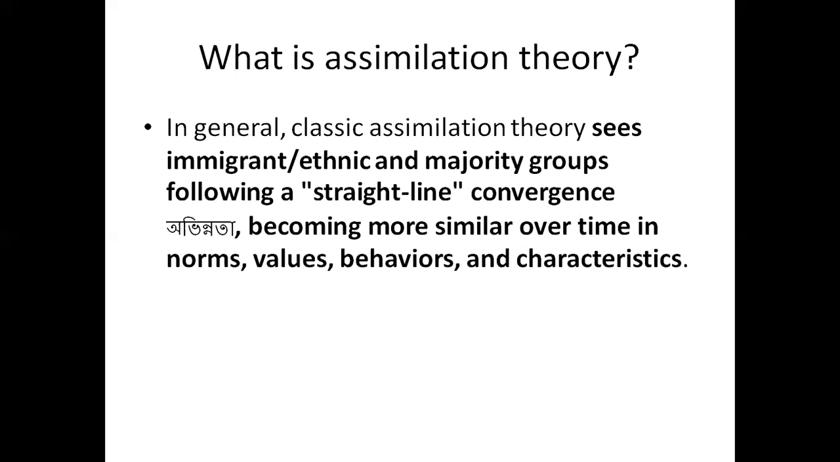Assimilation: when immigrant or ethnic majority groups follow a straight line convergence, becoming more similar over time in norms, values, behavior, and characteristics, that is called assimilation. If any person from Bangladesh visits Calcutta, you find more of their cultural norms are quite similar to Bangladesh. You can bargain whenever you purchase a thing. And same thing over here in Bangladesh. You will see street food. You will see street food shops and cloth shops over there.